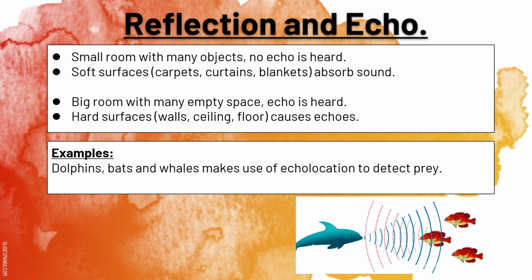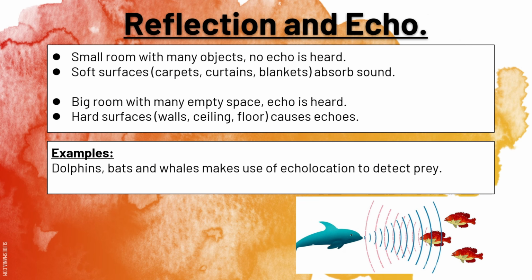But as we are speaking, we are not always hearing an echo. But what's the reason for that? So, if we are standing in a small room with many objects in it, especially soft surfaces like carpets, curtains, blankets, they are soft surfaces. They absorb this sound. So as we are speaking, the soft surfaces absorb our sound. The moment the sound is being absorbed, no echo is heard. The reason for that is because if the sound is absorbed, it cannot bounce back and return back to our ears.